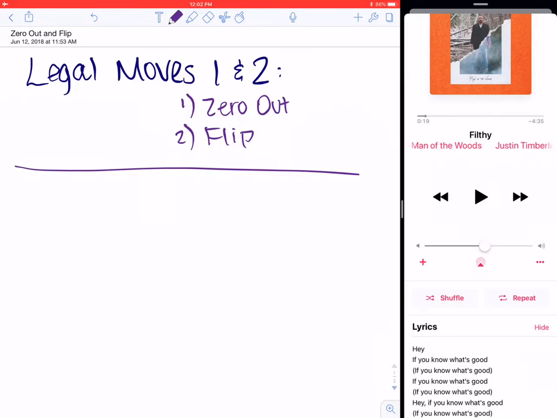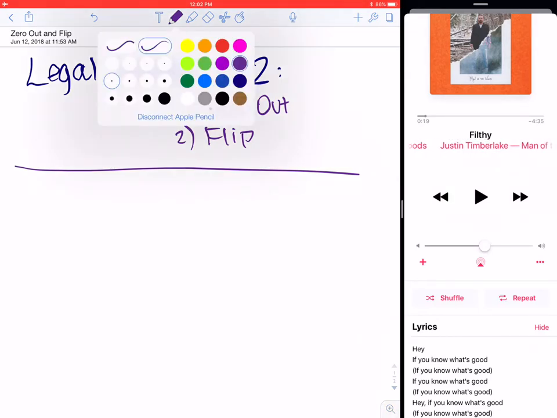I know what's good. It's the first two legal moves. And my favorite, JT. Yes.